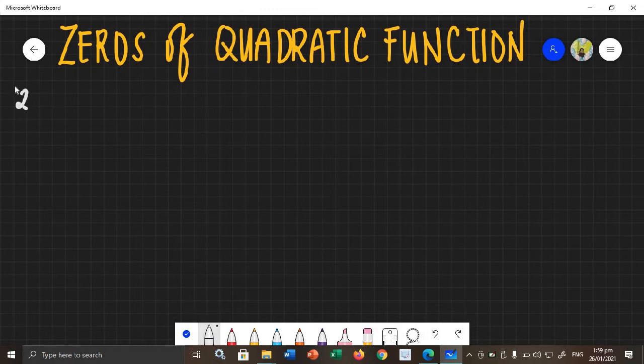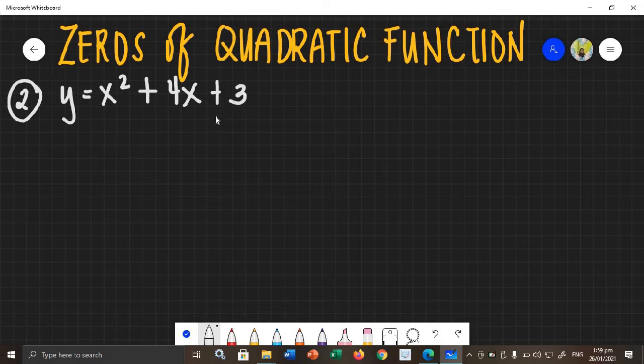Next one, let's say we have this function. So, x squared plus 4x plus 3. And then we need to look for its zeros. No? Again, equate natin muna sa 0. And then, we can use factoring, completing the square or quadratic formula to solve the zeros of this quadratic function.